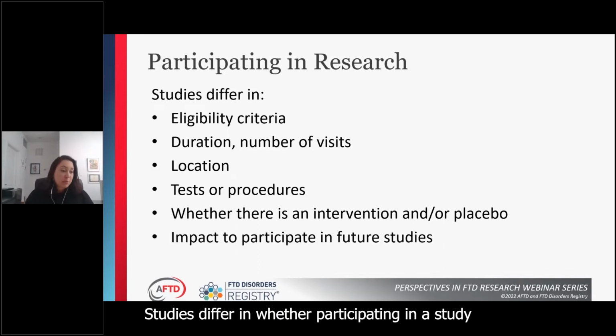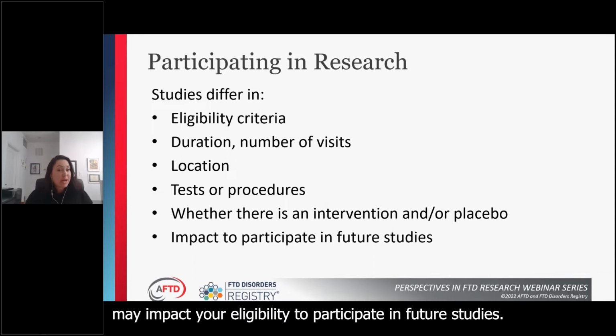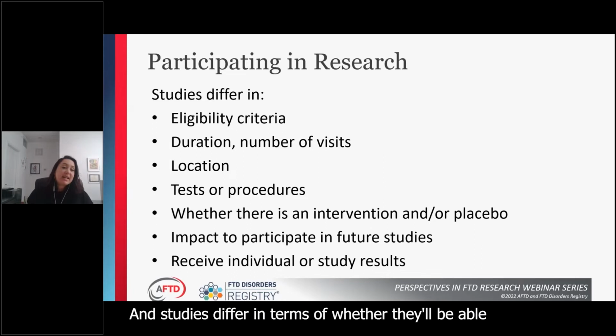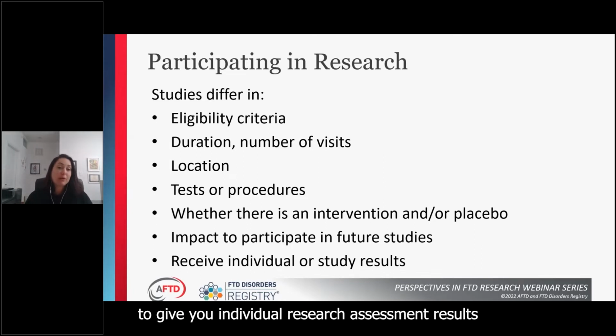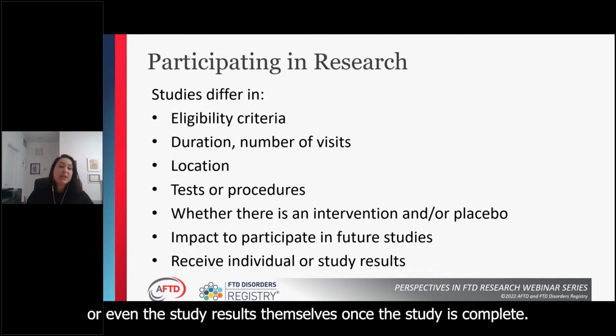Studies differ in whether participating in a study may impact your eligibility to participate in future studies. And studies differ in terms of whether they'll be able to give you individual research assessment results or even the study results themselves once the study is complete.